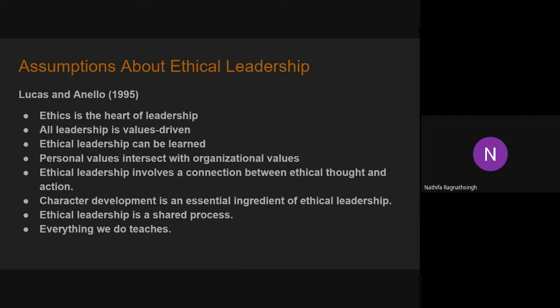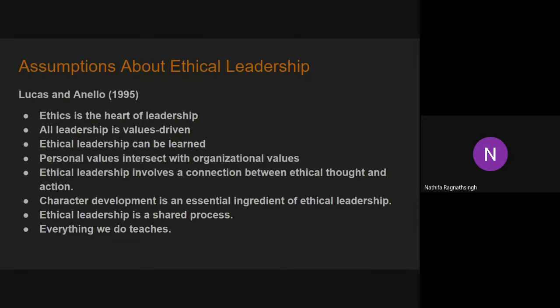Fourth, personal values intersect with organizational values. Personal values can easily intersect with organizational values. Most organizational values are based on integrity and honesty. If your personal values do relate, it can result in an easy or comfortable work environment or experience. Fifth, ethical leadership involves the connection between ethical thought and action. So, connecting moral reasoning with values and action is important in leadership.